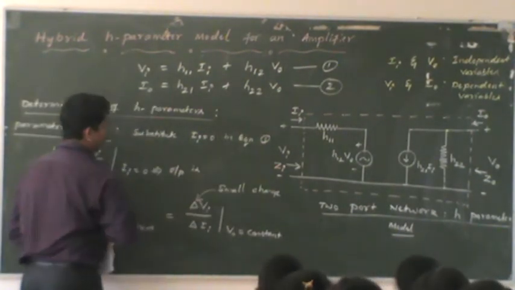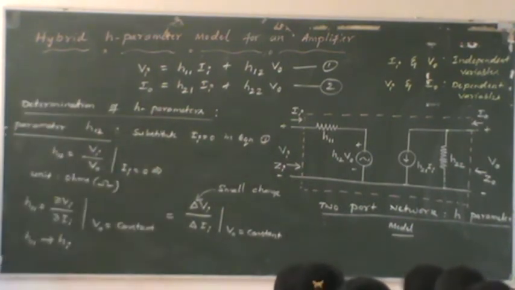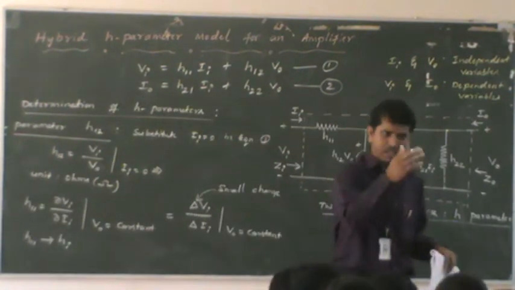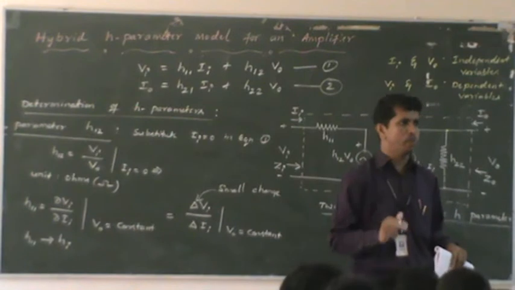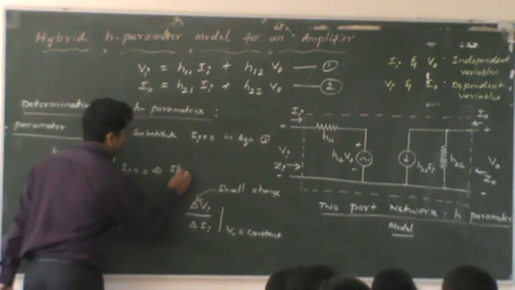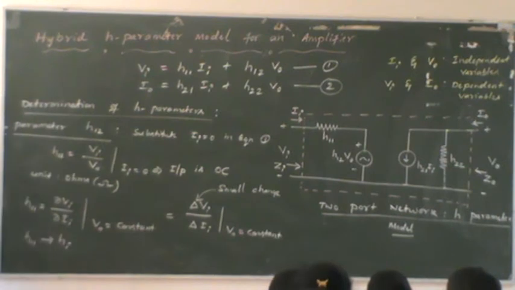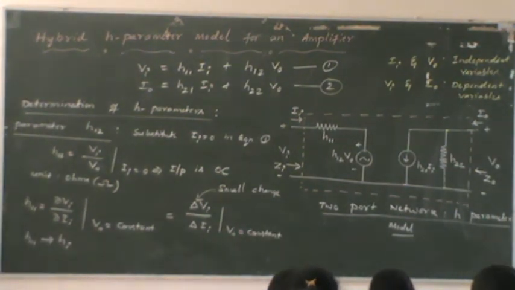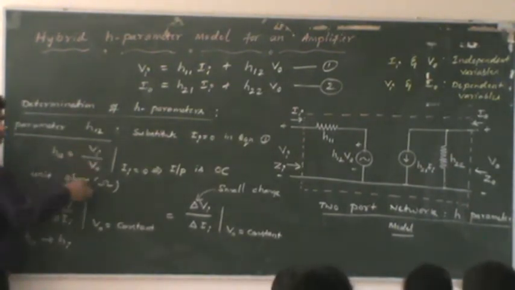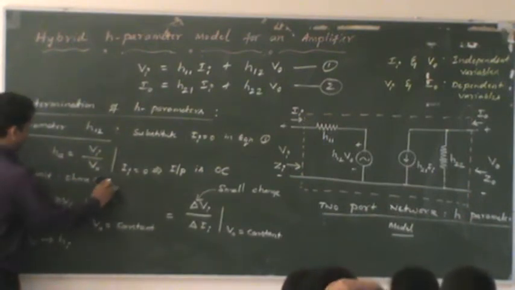It's not a short circuit now. Ii is 0, what does it imply? How do you make current 0? If you short circuit, current will not become 0. You have to open circuit to make current 0. So Ii equal to 0 implies that the input is open circuit. Does this have a unit? No unit, because it's a ratio of voltages, so obviously volts will cancel. It's a dimensionless quantity.